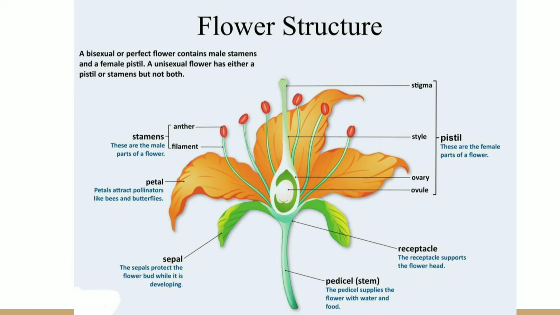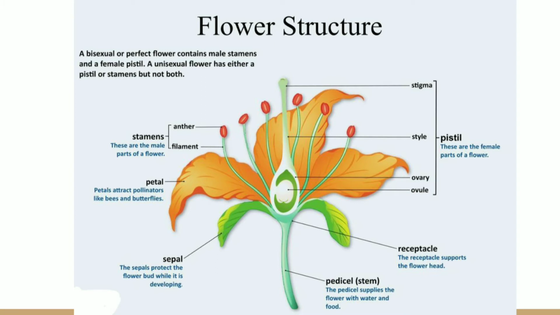Male reproductive organs in plants are called androecium and female reproductive organs in plants are called gynoecium. So a bisexual flower will have both androecium as well as gynoecium, whereas a unisexual flower may either have androecium or gynoecium. Accordingly, the flower is either called a male flower or a female flower. Now we'll see the structure of a bisexual flower.